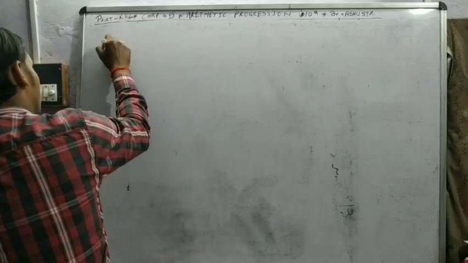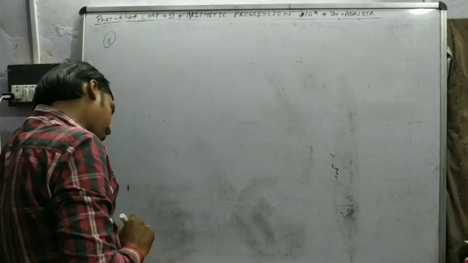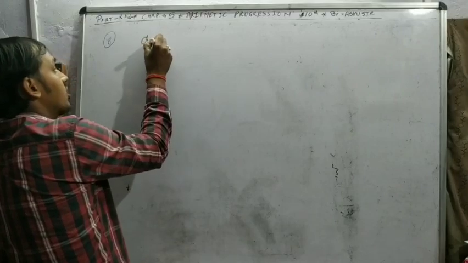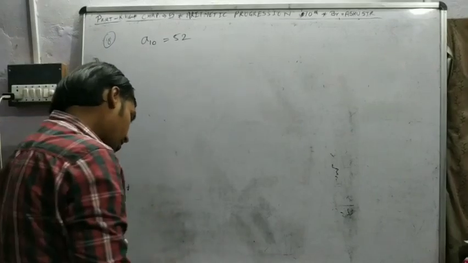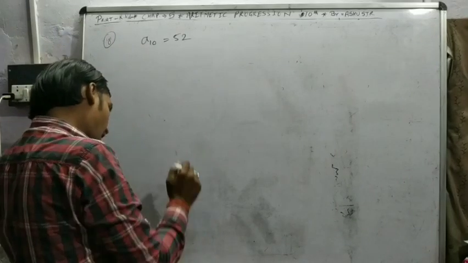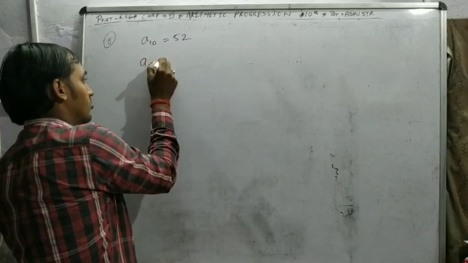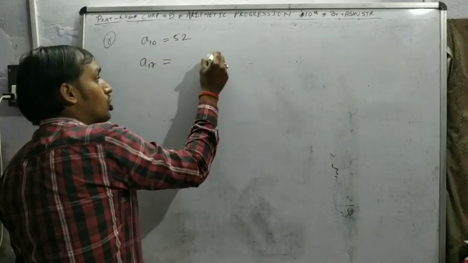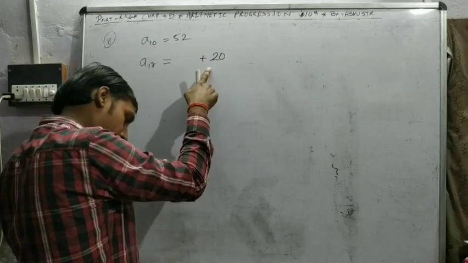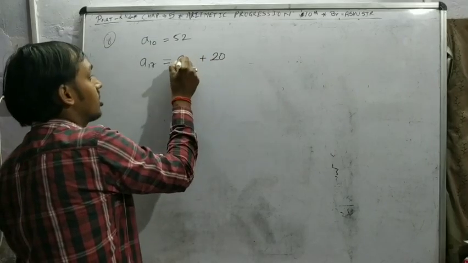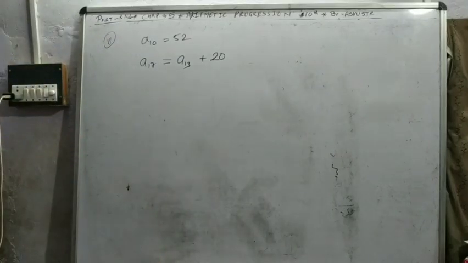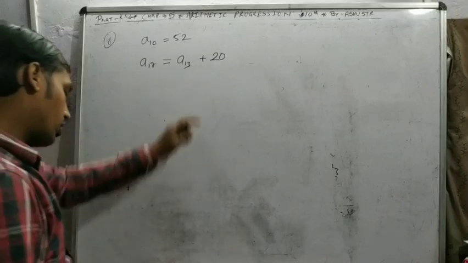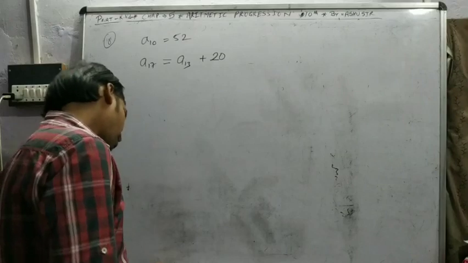The question is: the 10th term of the AP is 52. Listen to the question, I have not read it fully. The 10th term of the AP is 52 and the 17th term is 20 more than, meaning plus, its 13th term. Find the AP.